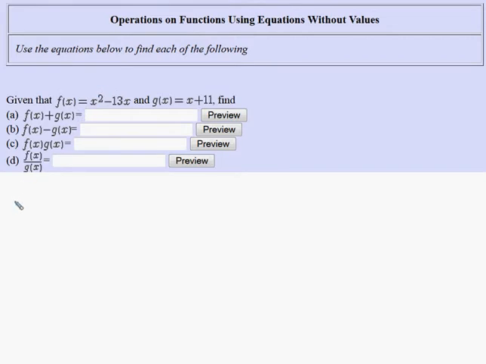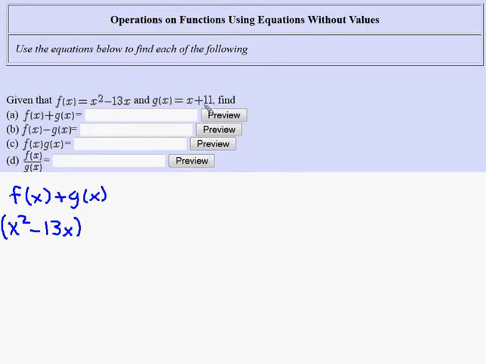So in the first problem, where it says to take f of x and add g of x, I'm going to make a substitution for both functions. I recommend that whenever you make a substitution in math, you use parentheses around whatever you're substituting. Half the time it won't be necessary, but the other half it would be. So where I see f of x, since they define it to be x squared minus 13x, I'm going to replace the notation f of x with x squared minus 13x. And if you don't know whether you need the parentheses or not, you should always put them in.